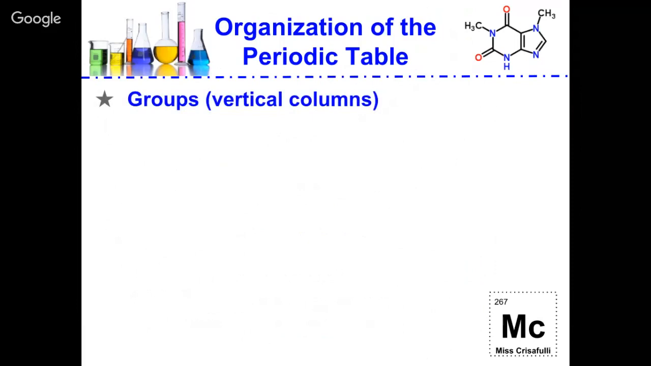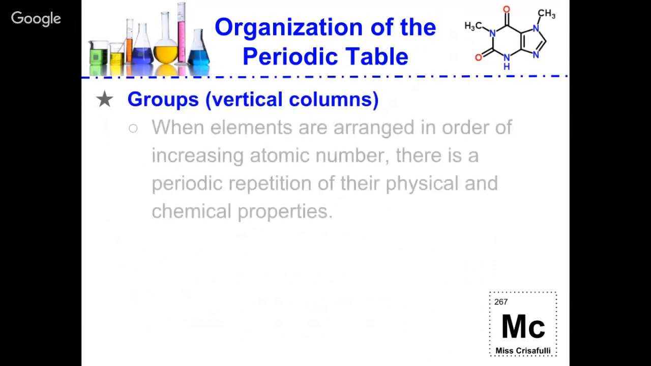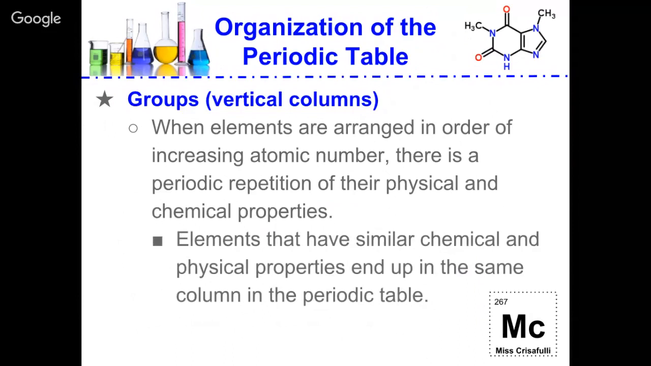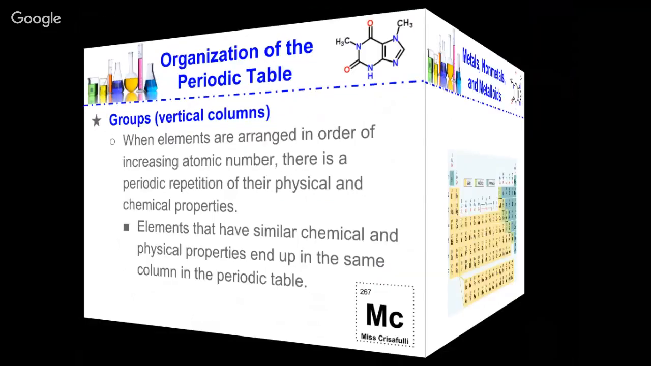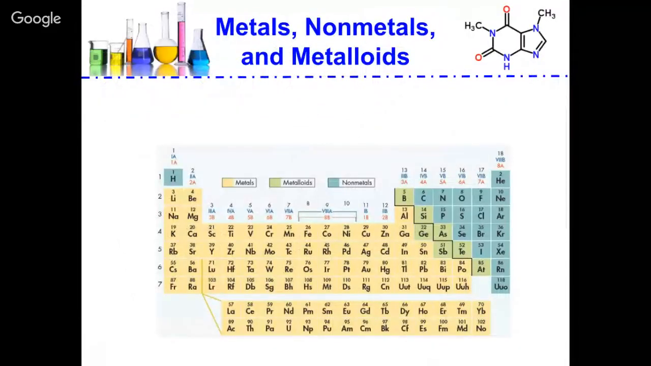So let's talk about groups. Groups are the vertical columns. When elements are arranged in order of increasing atomic number, there is a periodic repetition of their physical and chemical properties. Elements that have the same or similar chemical or physical properties end up in the same column on the periodic table. So that's how we came up with the periodic table, and that's how it's organized.